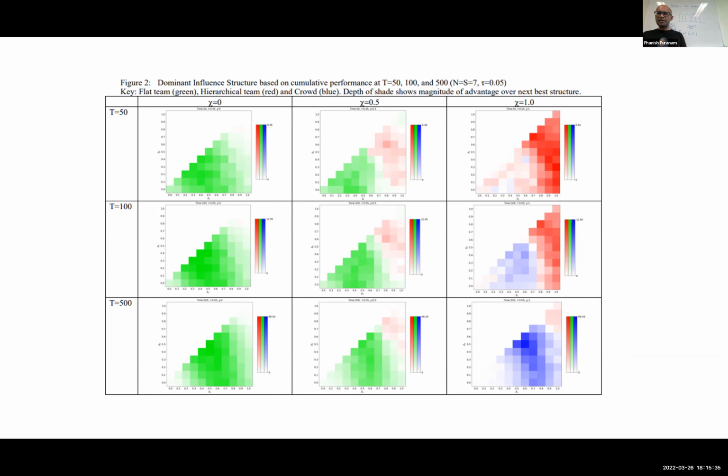The advantage of the flat team should get even stronger if individual agents explore less. So if you were to reduce the tau for all the actors down to a level where they hardly explore, then the flat team's advantage should be really, really strong.